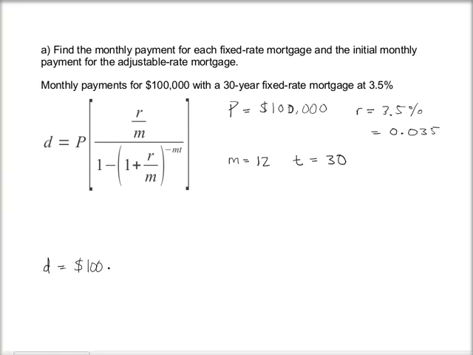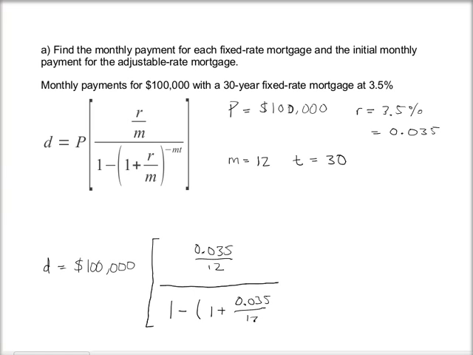Now I can plug this all into that formula, so there's going to be a lot going on here. So I've got $100,000 times this really big fraction, so on the top I'm going to have R divided by M, so 0.035 divided by 12, and that's going to be over 1 minus parentheses 1 plus R divided by M, which is 0.035 divided by 12, to the power of negative M times T, so negative 12 times 30.